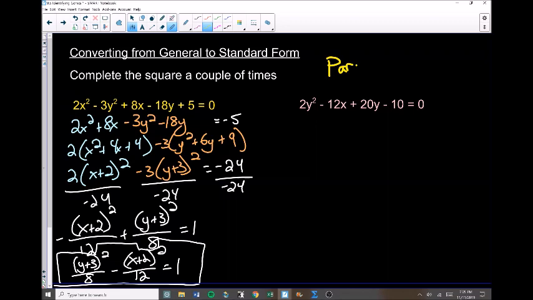Okay, this one's going to be a parabola. We know that because only y is squared. There's no x squared anywhere. Since it's a y squared parabola, its equation is going to be x equals, we've been saying 1 over 4p.